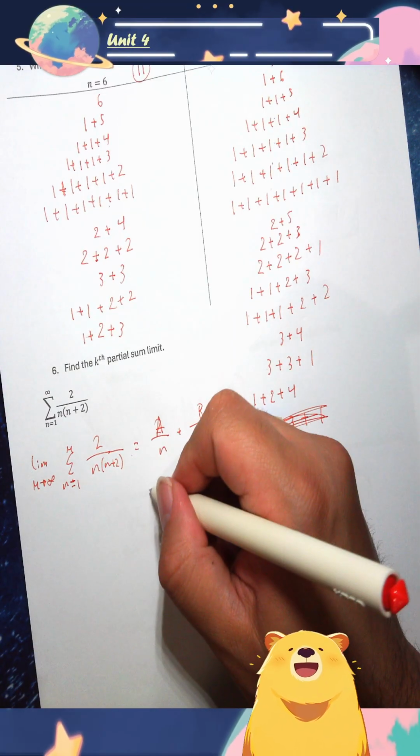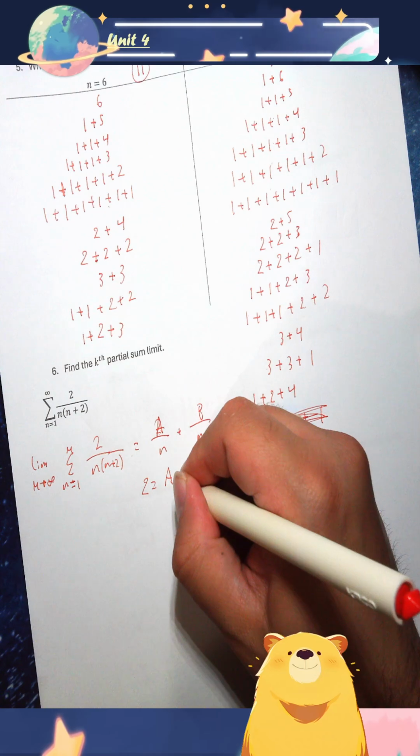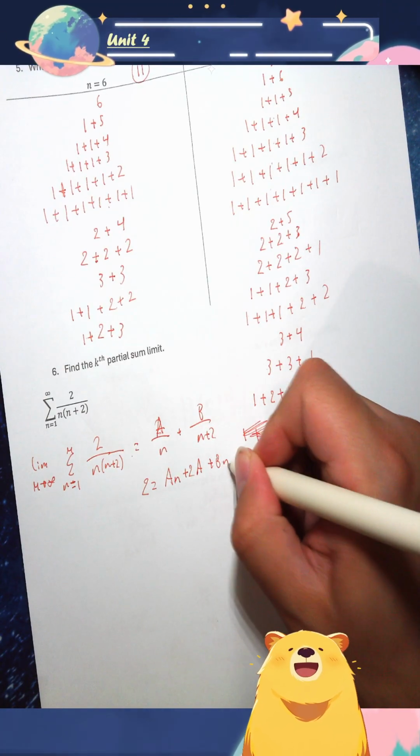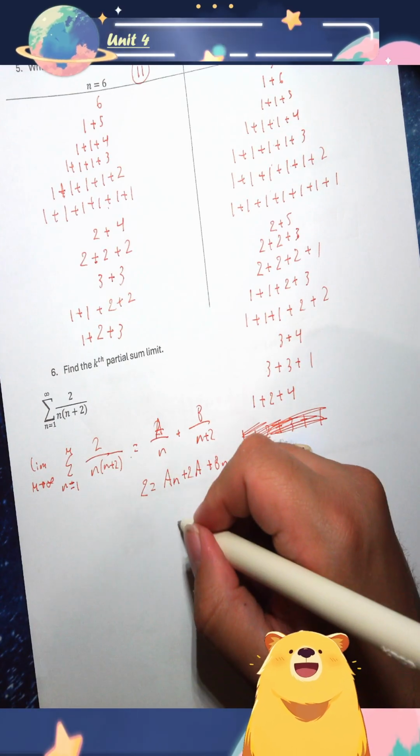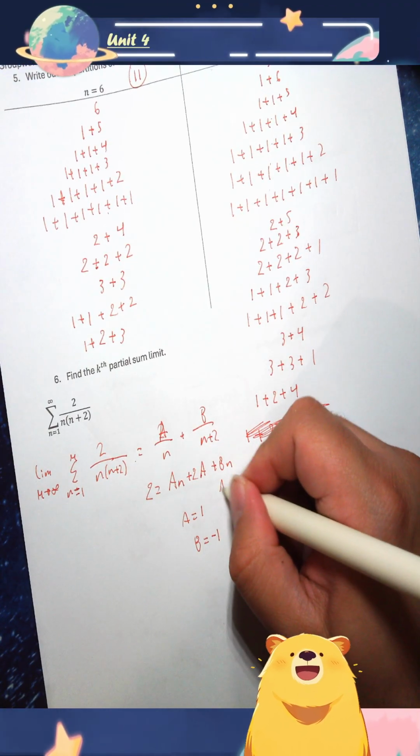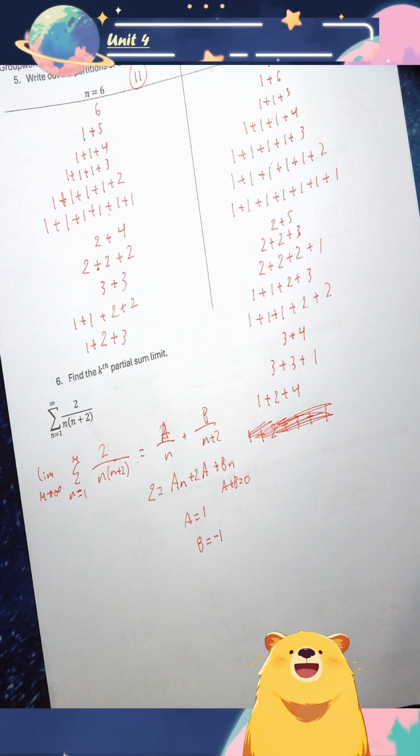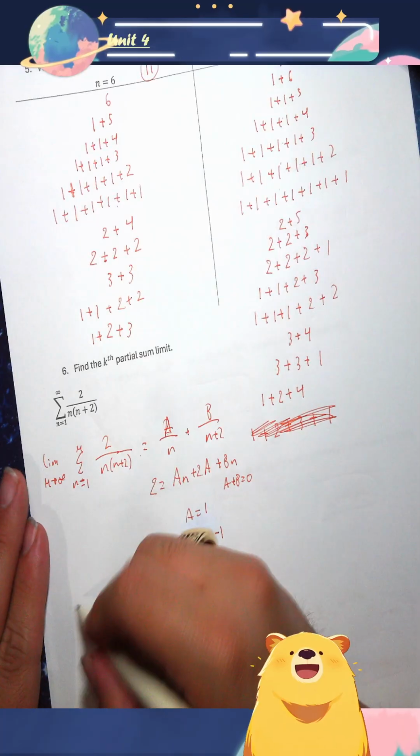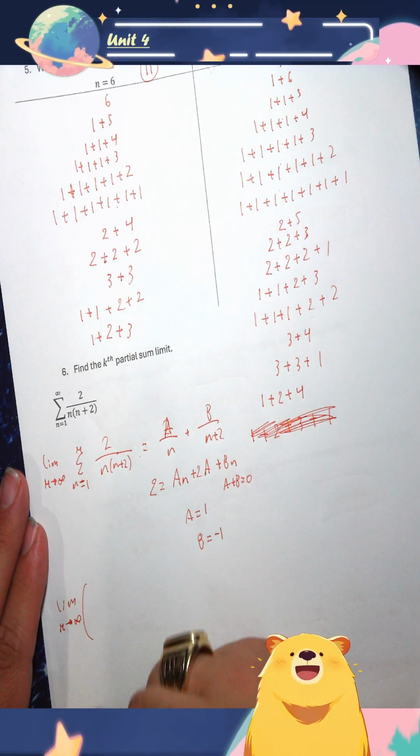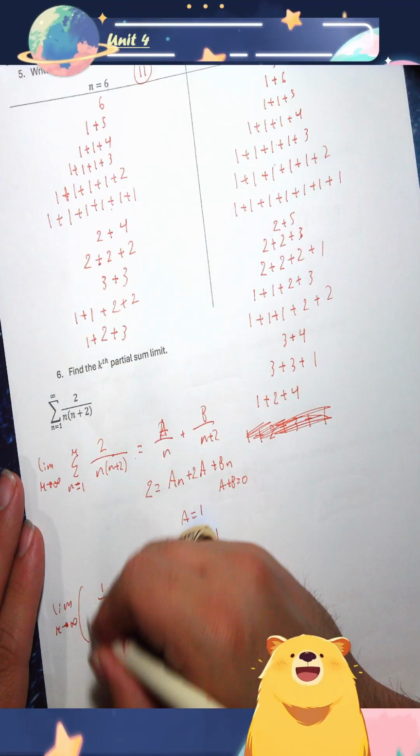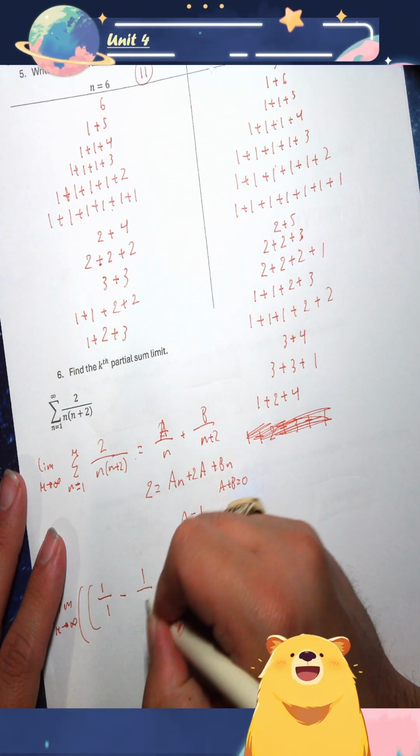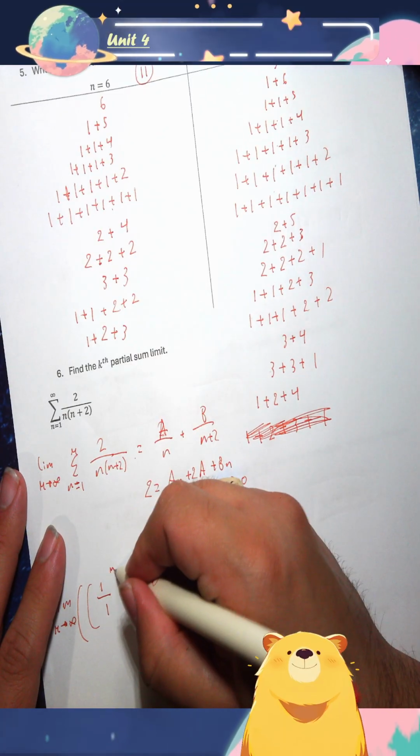So that's going to be 2 is equal to a times n plus 2, plus b n. That 2a is equal to 2, so a is 1. And then that means b is negative 1, because a plus b is 0. Okay. So then we can just have it be similar and expand the limit. So we have 1 over 1 minus 1 over 3 is equal to 1.